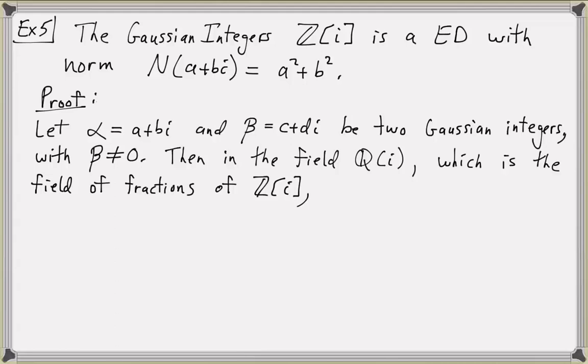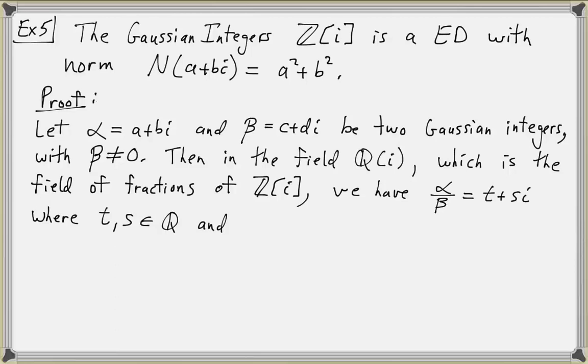So we can actually divide, we have coefficients in the rationals. So we have alpha divided by beta equals T plus SI, where if we work it out, A plus BI divided by C plus DI, and rationalize the denominator, you'll get the rational numbers T and S. So T, S are rational numbers, and T will equal AC plus BD divided by C squared plus D squared, and S will equal BC minus AD over C squared plus D squared.